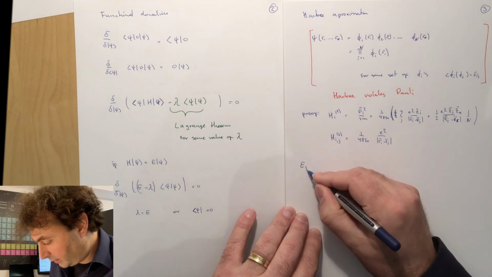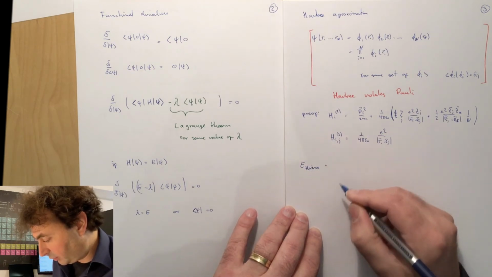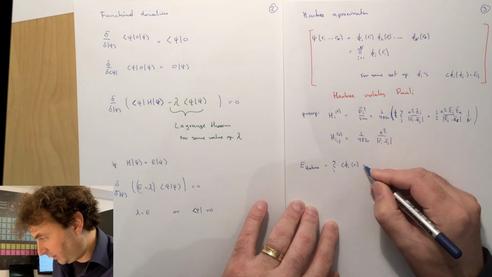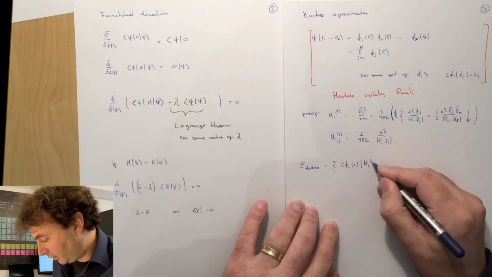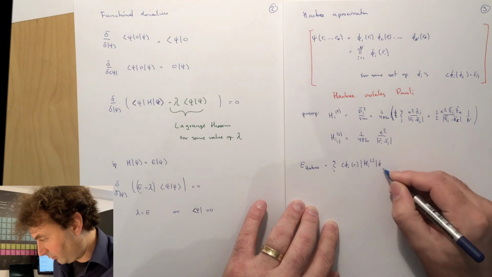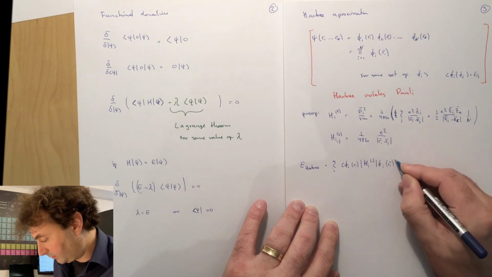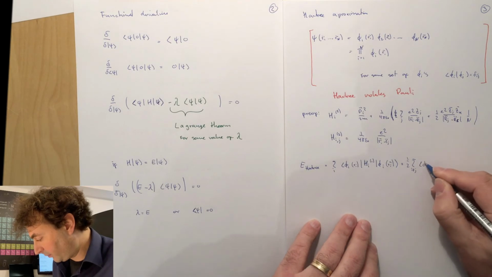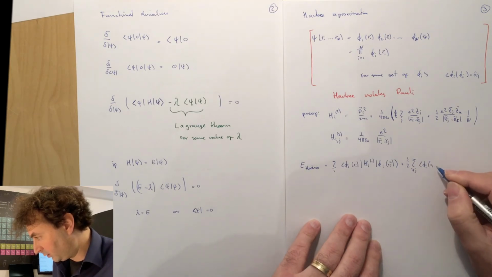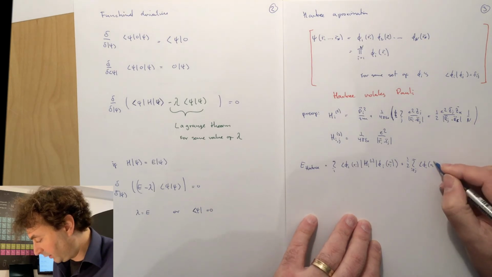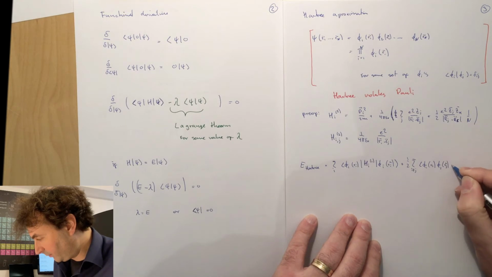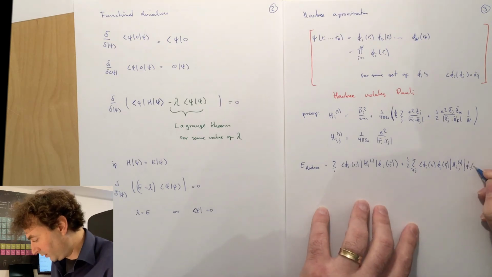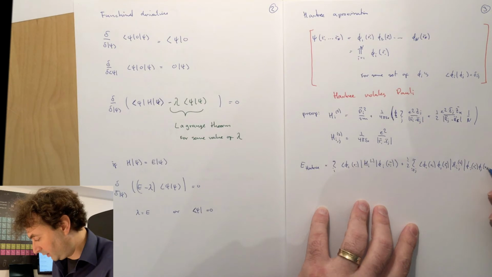And our Hartree energy can be calculated from this, which is a sum over all electrons of phi i Ri, H i 1, phi i Ri, plus a half sum over i not equal to j of phi i Ri, phi j Rj, Hij 2, phi i Ri, phi j Rj.